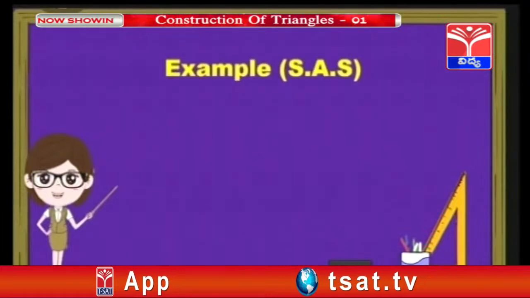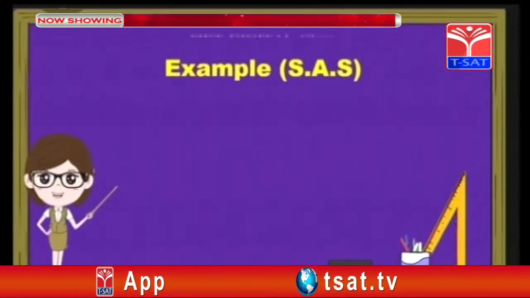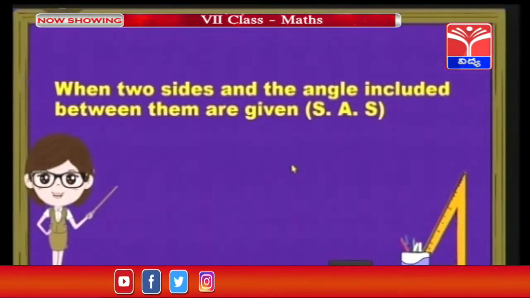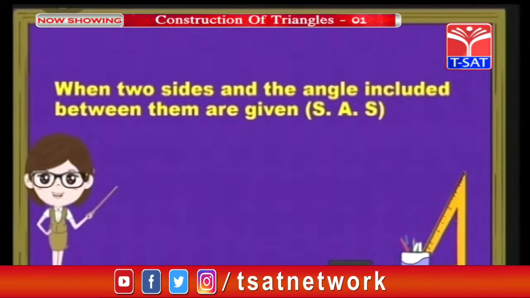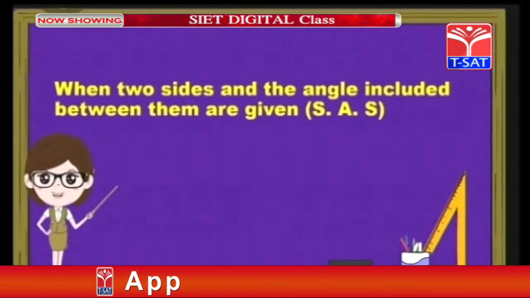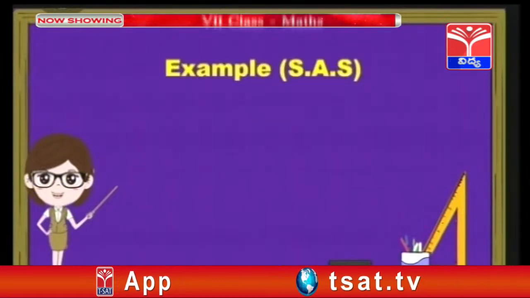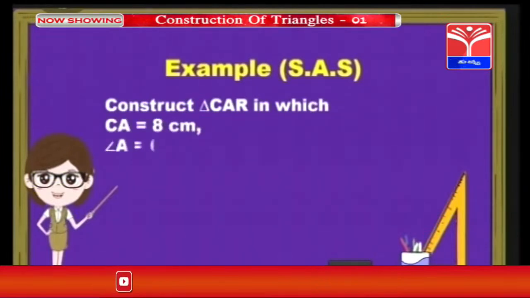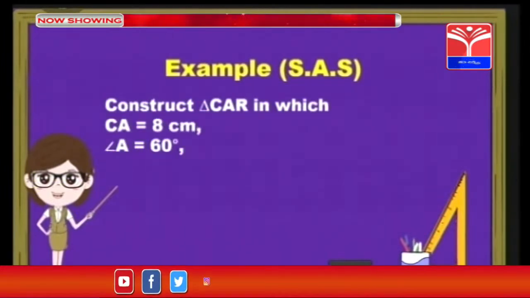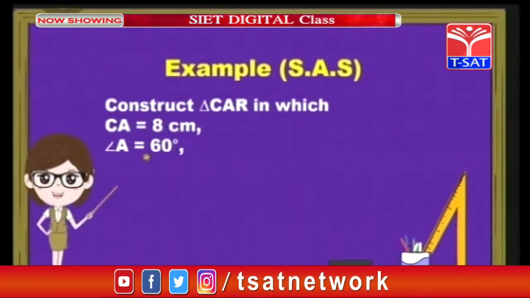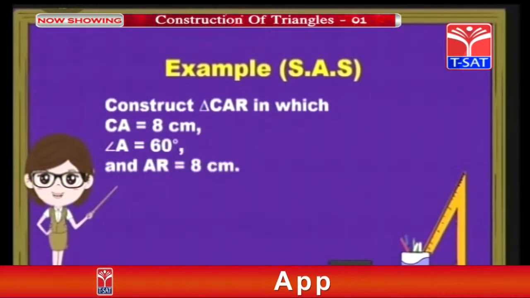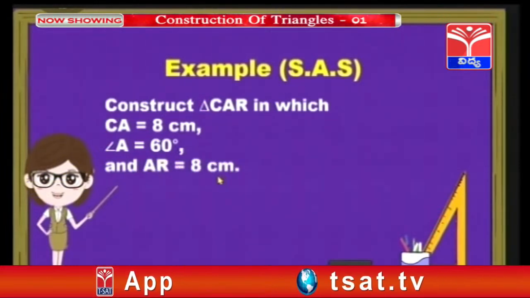Let us consider an example, that is SAS. When two sides and the angle included between them are given, how to construct a triangle? Let us see how to construct a triangle when two sides and angle is given with an example. This is our example. Construct triangle CAR. Measurements are given like this. CA is equal to 8 centimeters, angle A is equal to 60 degrees and AR is equal to 8 centimeters.